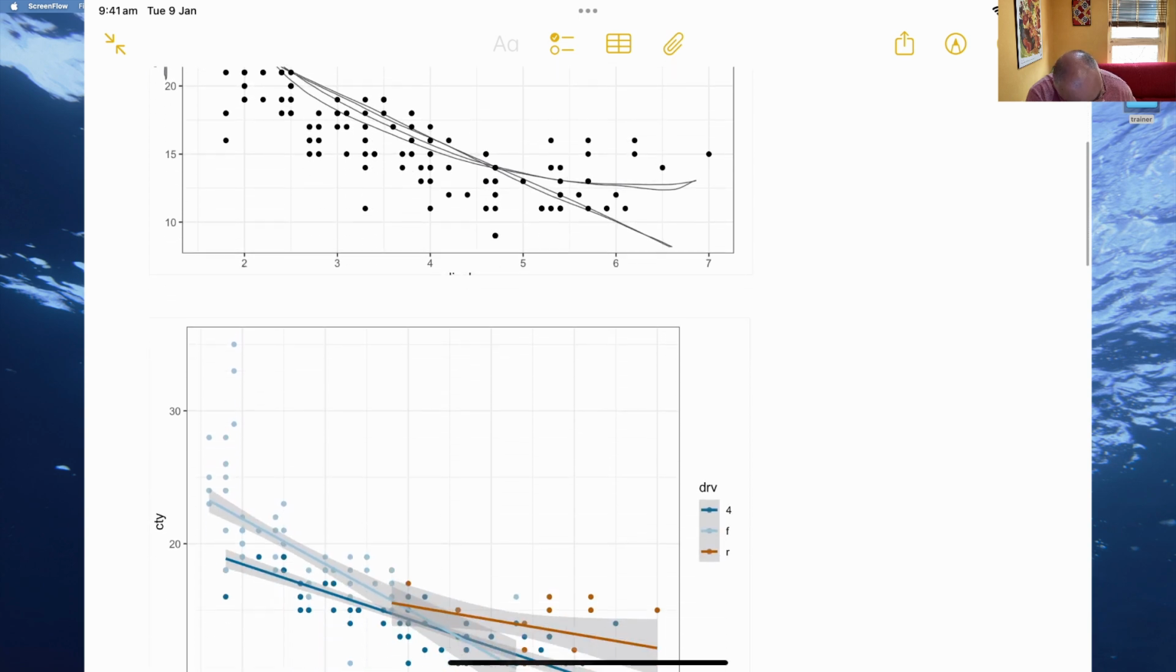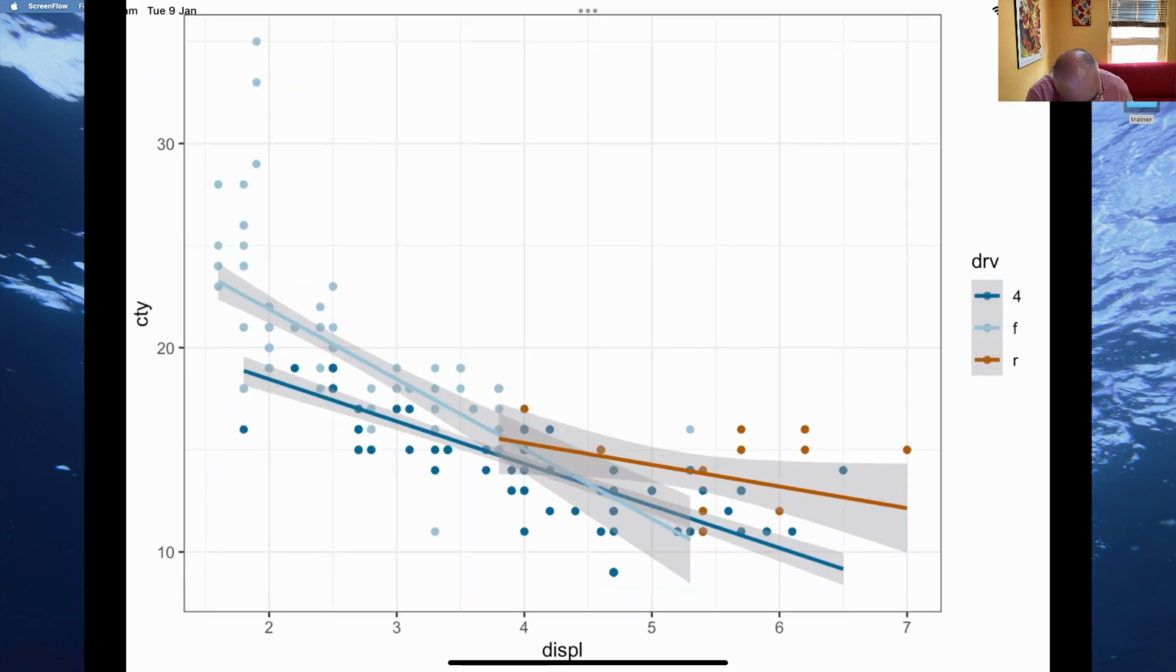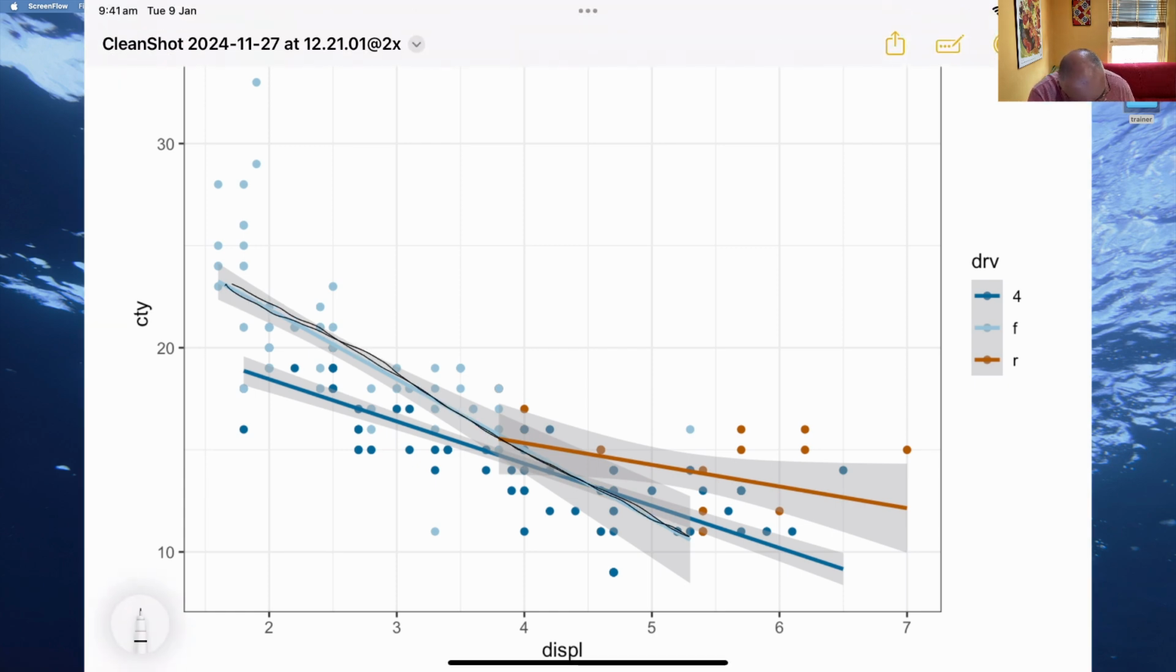So the next thing we're going to do is we have an extra variable we could look at in this, and it's called drive. So what I've done here is I've just fitted three separate lines. So we've got this line here in the light blue, which is for front wheel drive. We've got our four-wheel drive, and then we've got our rear-wheel drive. And if we look at the relationship, first of all, we still see that as displacement increases, CTY decreases. We also see that the lines are not all the same. They would have different intercepts. So this would have an intercept up here. This would have an intercept here. This one, I guess, would have an intercept about here. And also the slopes look different as well.